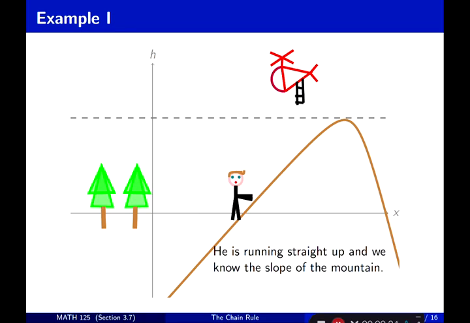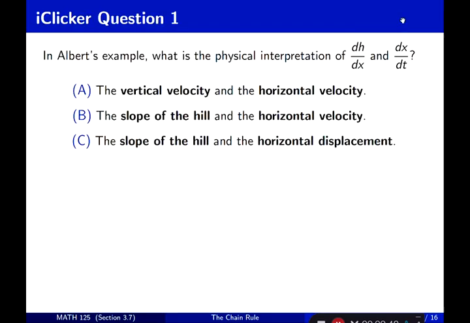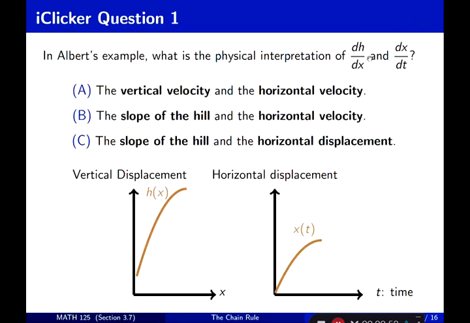But Pilot would multiply the horizontal velocity by the slope of the hill to get the vertical velocity. And that was what we discussed over here as well. So there was the slope of the hill, which was the derivative of h with respect to x, and then the horizontal velocity, that was the derivative of x with respect to t, and Pilot would multiply them together and end up with the vertical velocity.